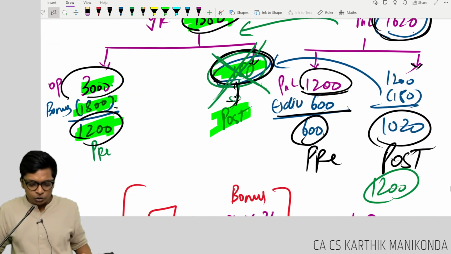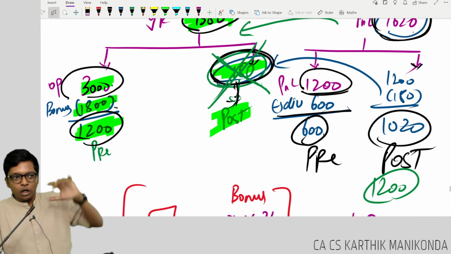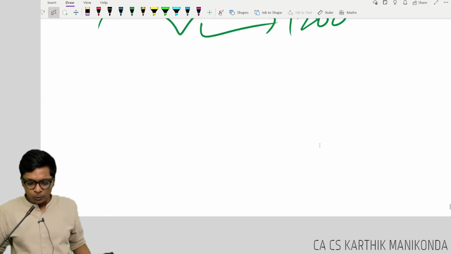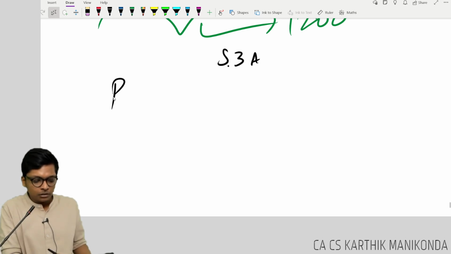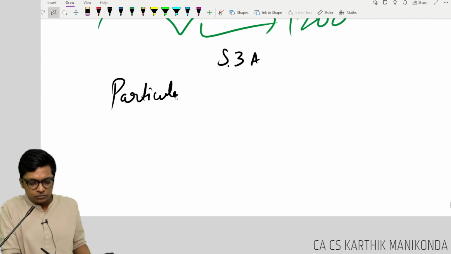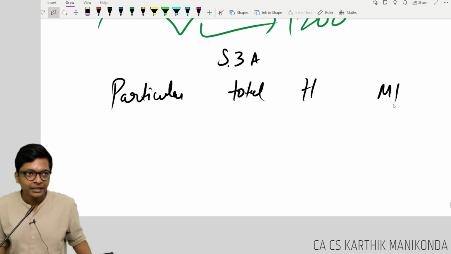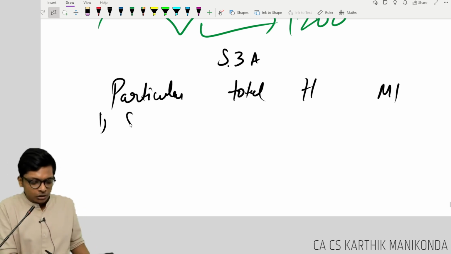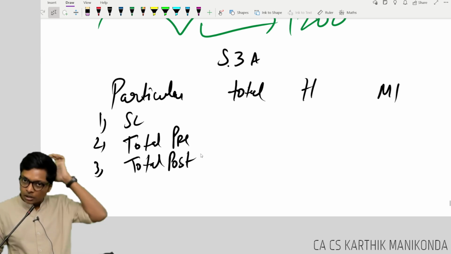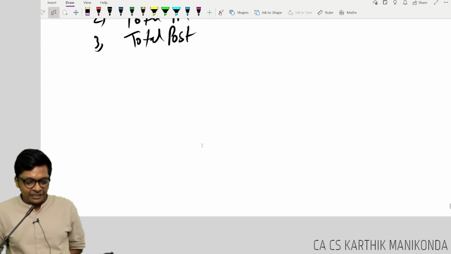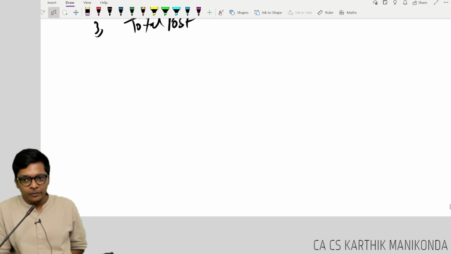Honestly, how many of you understood this pre and post? After this, the sum is nothing. Now we have to go to step number 3A. Particulars, total, holding, minority interest, share capital. Yes, I'll explain that again. Total, post. Let me explain that part again. I'll just redo that again for everybody's comfort.